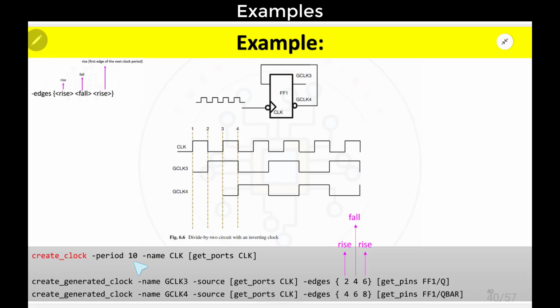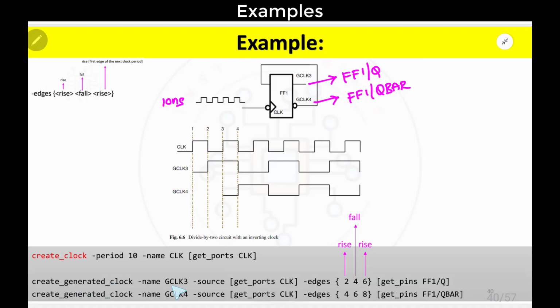So the command is create_clock -period 10 nanoseconds -name CLK [get_ports CLK]. So here I am applying a clock which has a time period of 10 nanoseconds. Now we have to write the generated clock command for GCLK3 and GCLK4. Now this we are doing by means of edges. So here this should be written as flip flop 1 Q and this will be flip flop 1 Q bar.